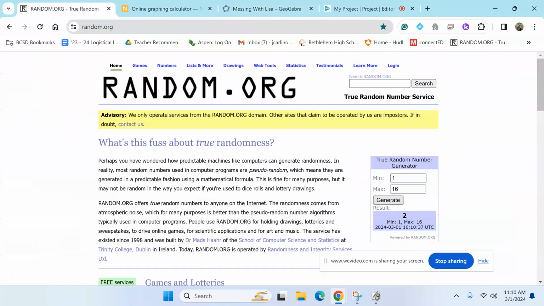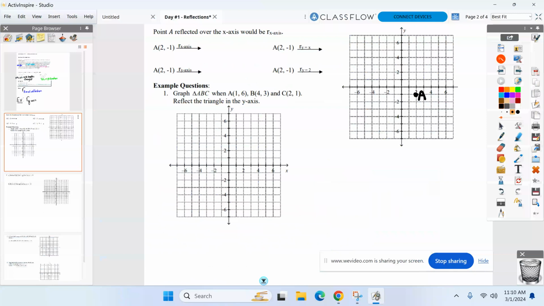Start us off right, Zoe. How far away? 1 unit. It doesn't change. So on the other side of the x-axis, I go 1 unit. So 1 unit away, reflect it, go another unit in the opposite direction. And there's the new point. And that new point is what? (2, 1). So it moved to (2, 1).